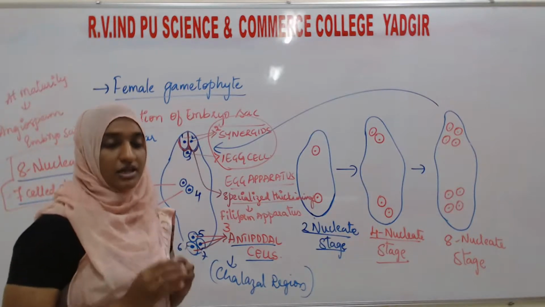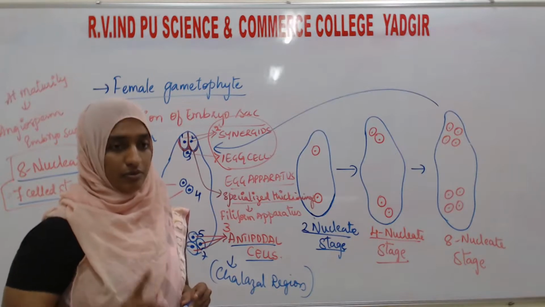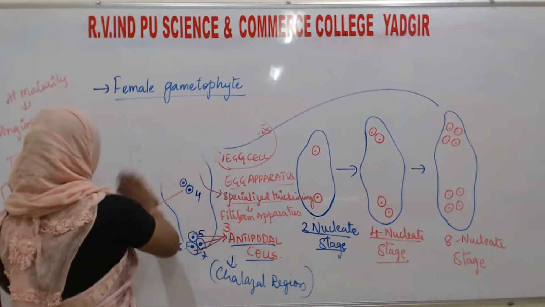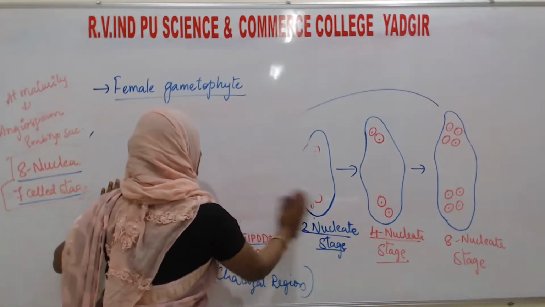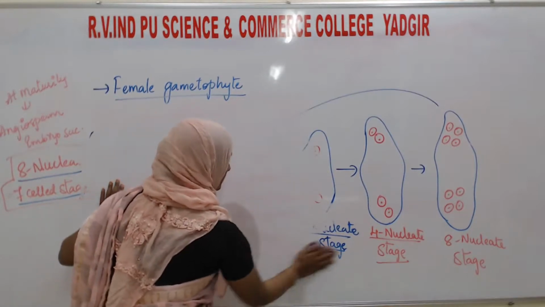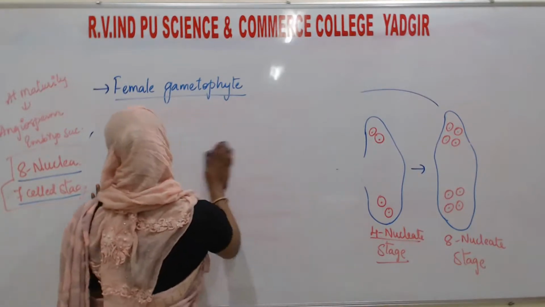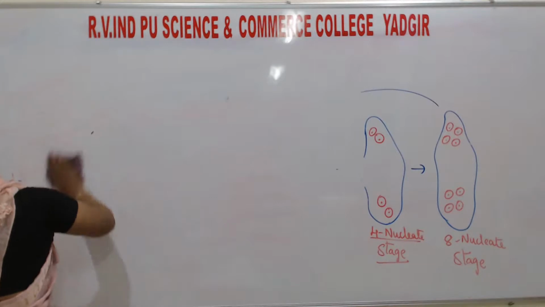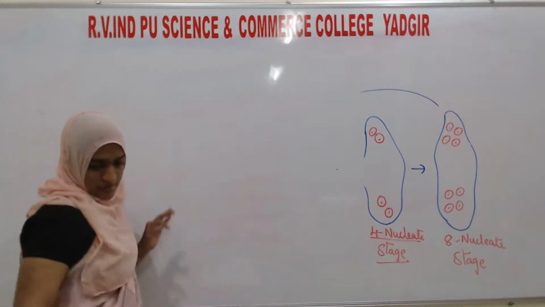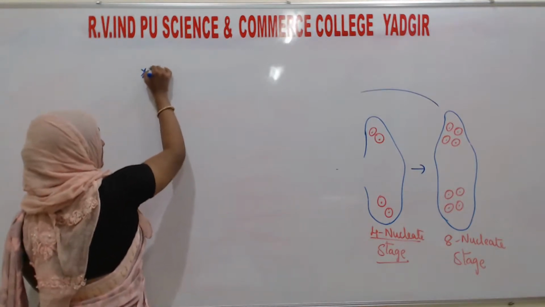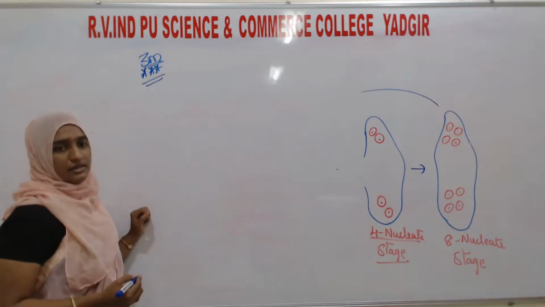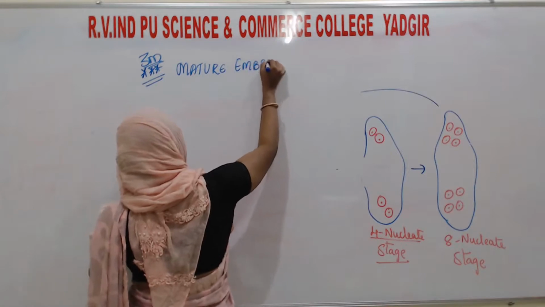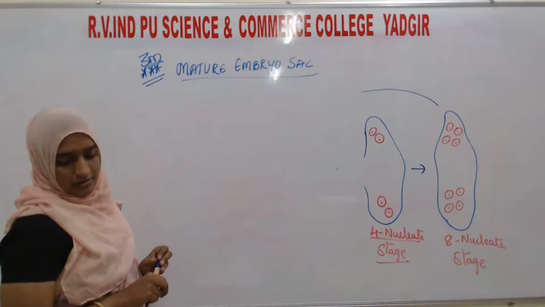So this question is also very important. Draw a neat labelled diagram of a mature embryo sac. Now I am going to draw it. This is the last topic for today's class. Only the diagram is there. This question will be asked for 3 marks in your theory exam. That is the mature embryo sac. How will it be drawn, sir? See here.